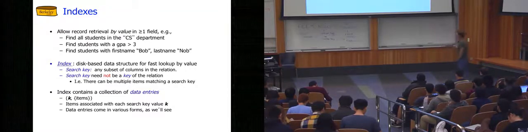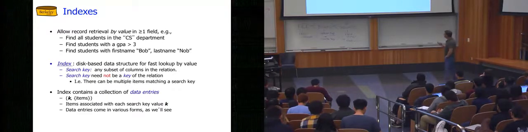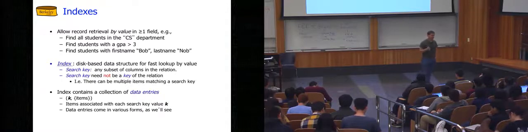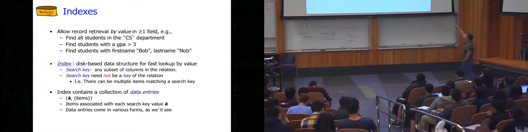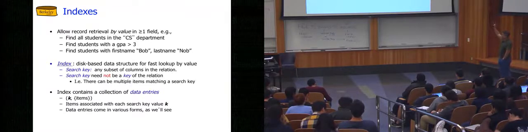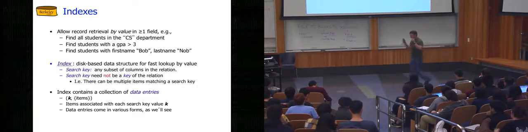So the index is a disk-based data structure for fast lookup by value. We're going to use the term search key for the subset of columns in the relation that this index allows queries on. In the third example, the search key was first name, comma, last name. In the second example, the search key was GPA. The search key need not be what's called a key of the relation.